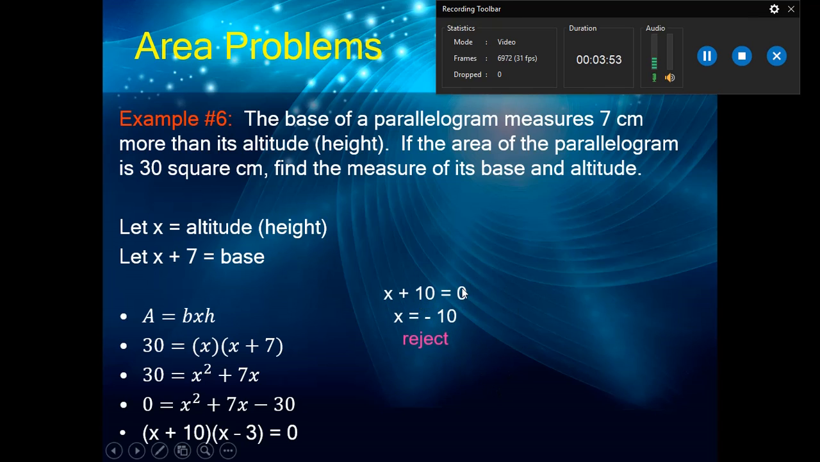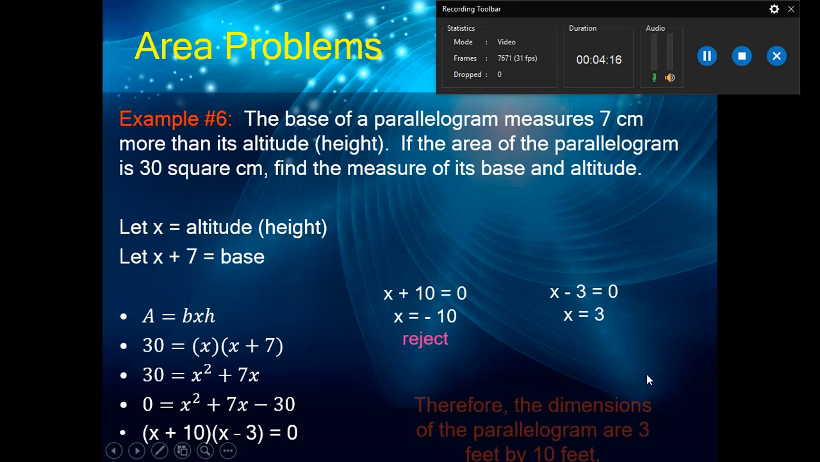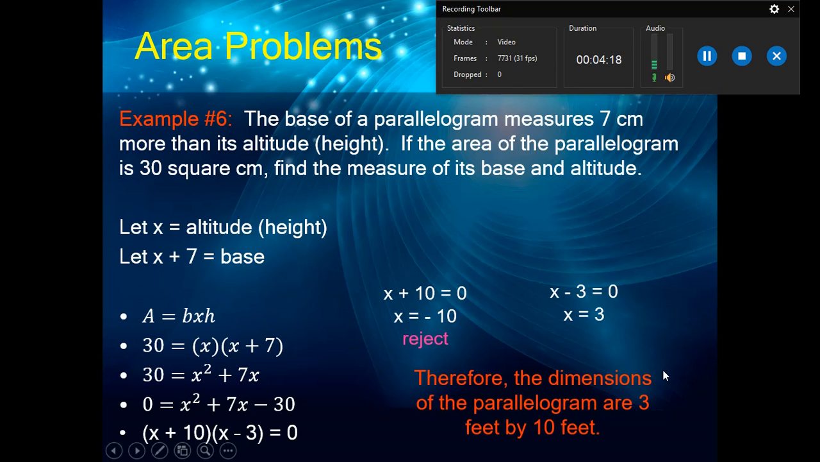I'm going to start with x plus 10. This tells me I have a root at negative 10. We're going to reject this option. Even though it's a correct solution, the length of our rectangle or parallelogram cannot be negative 10. The other root, though, is at positive 3, and this will make sense in the context of the problem. So subbing into my let statements, I have a height of 3 and a base of 10. So in my conclusion, the dimensions of the parallelogram are 3 feet by 10 feet, and that should be centimeters.